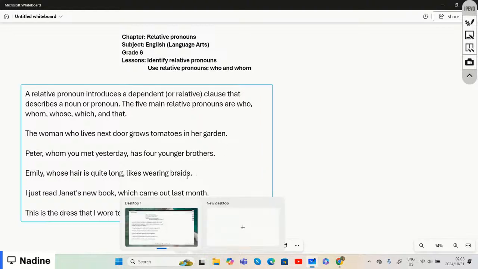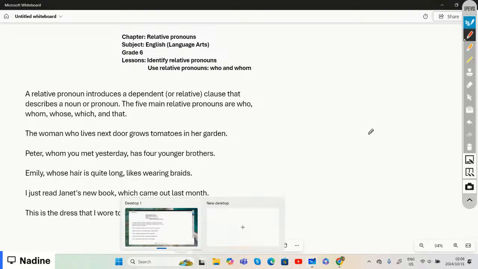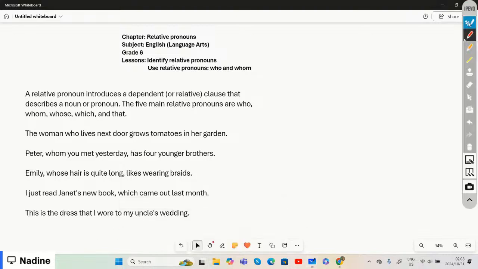And if we look at our relative pronouns, we have five main relative pronouns. Our five main relative pronouns are words like who, whom, whose, which, and that. And we said a relative pronoun introduces a dependent or relative clause that describes a noun or a pronoun.